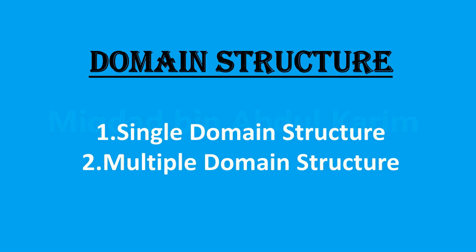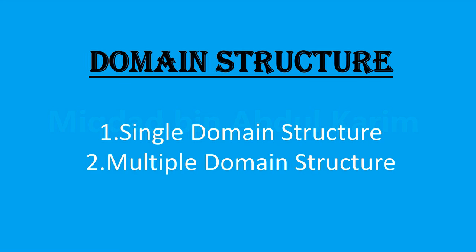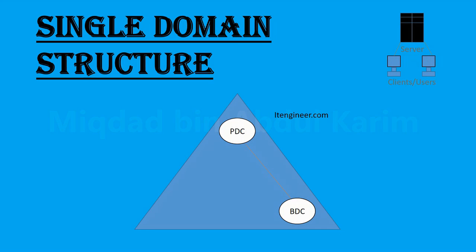Domain structures are the arrangement of the domain system and how computers, devices, and other objects are arranged in a domain. There are two types of domain structures: single domain structure and multiple domain structure. A single domain structure is simple, as you see in this diagram.